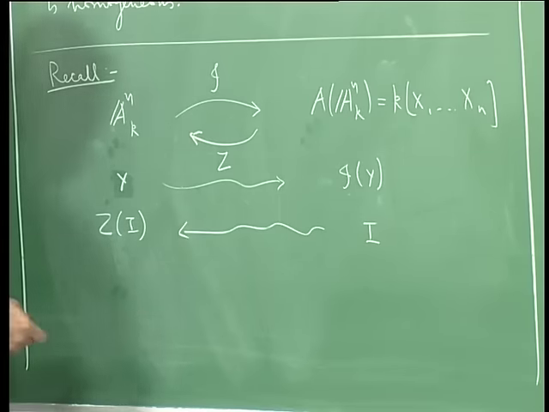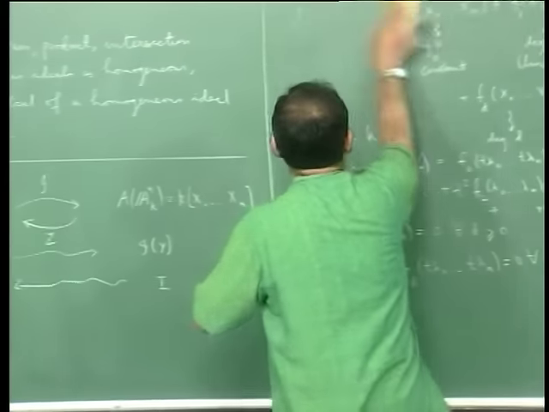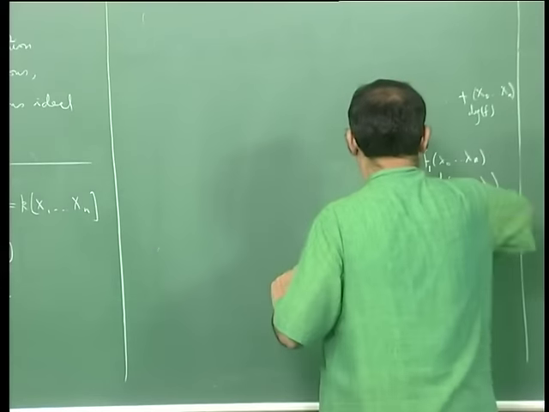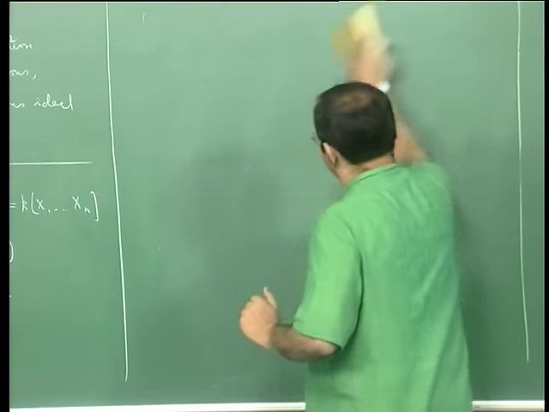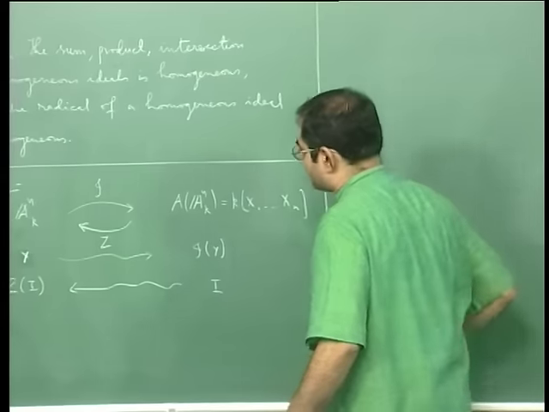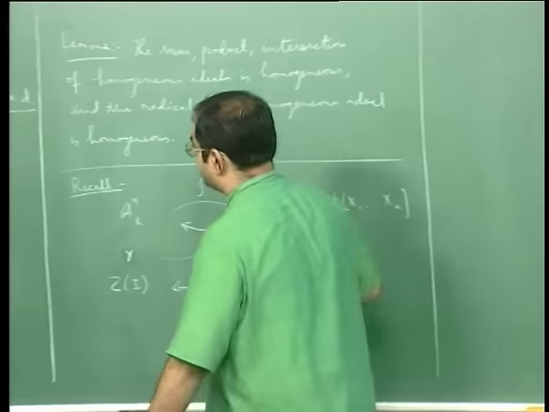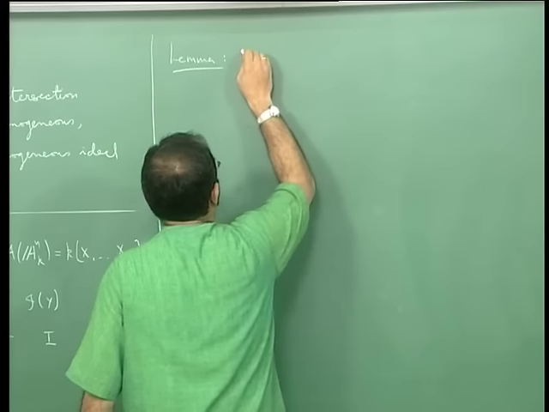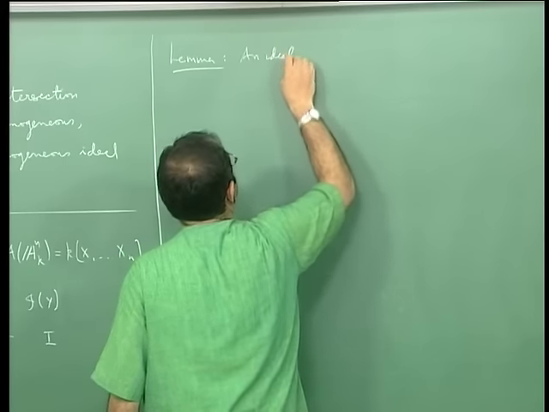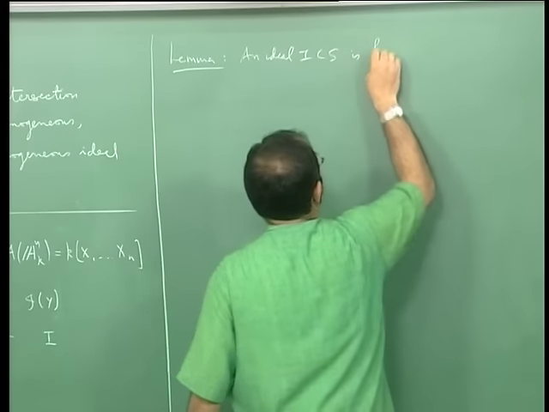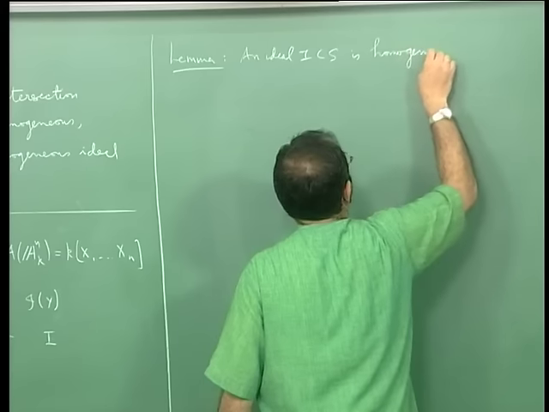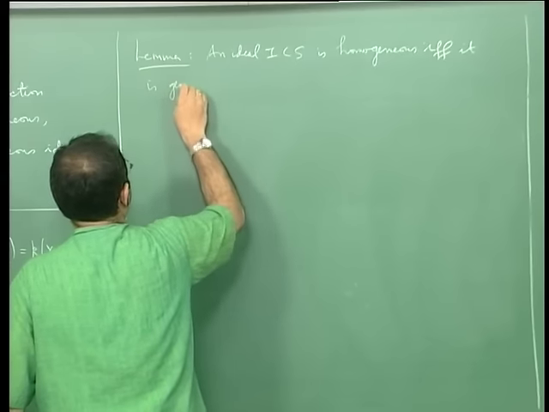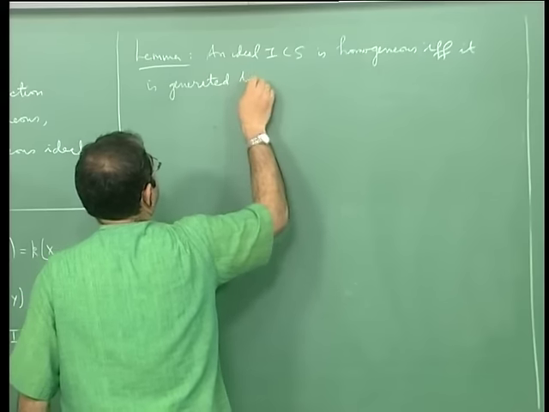In the same way, what we do, I'll have to make a statement here. Here is one more lemma which I forgot to mention, so let me mention it here. An ideal I in S is homogeneous if and only if it is generated by homogeneous elements.